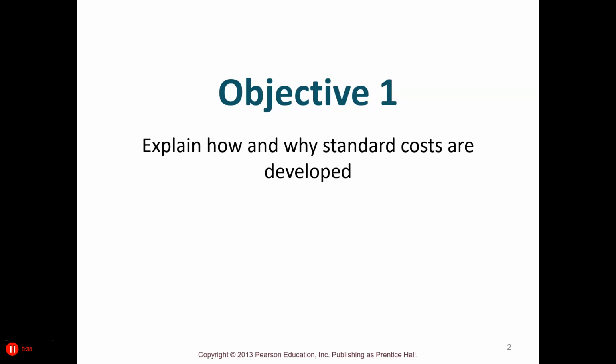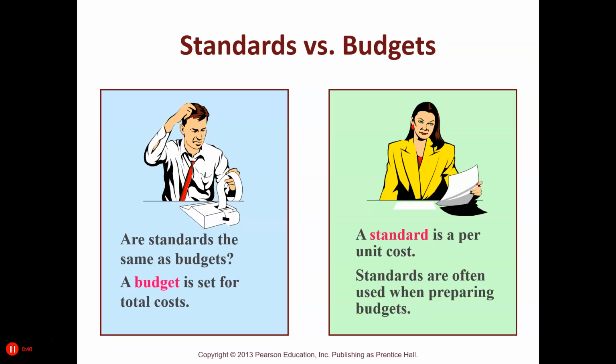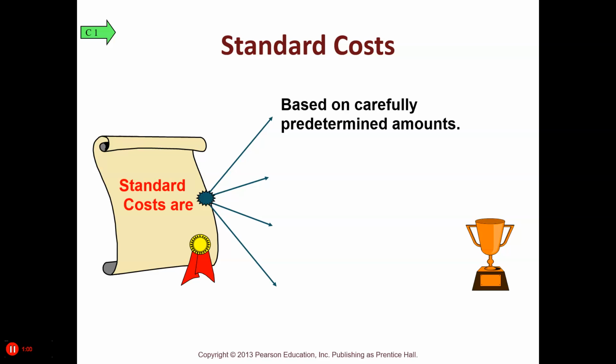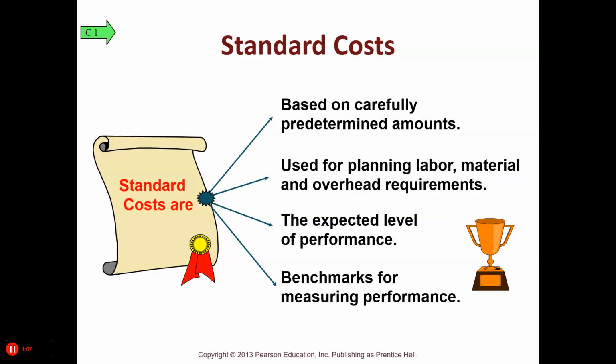So now we're going to look at, well, what is a standard? Well, we have talked about budgets. Budgets are total costs. A standard is an estimate of what it costs to make one unit. Now, of course, that's going to be made up of direct materials, direct labor, and overhead. Now, standard costs are based on carefully predetermined amounts used for planning labor, material, and overhead, the expected level of performance, and benchmarks for measuring performance.